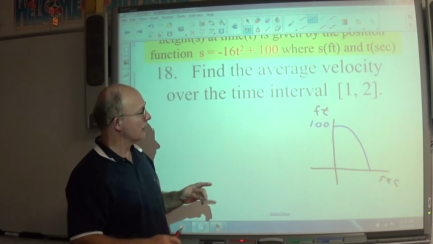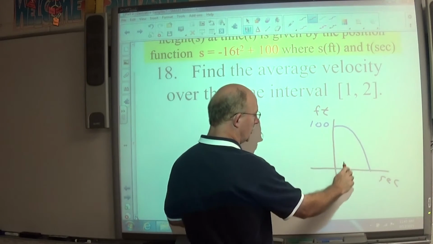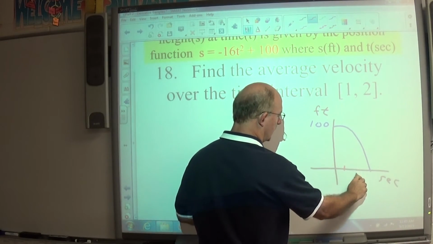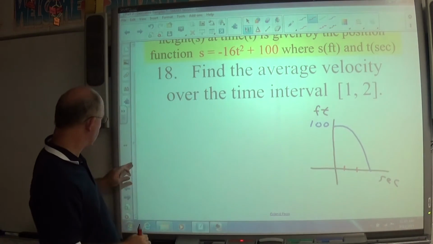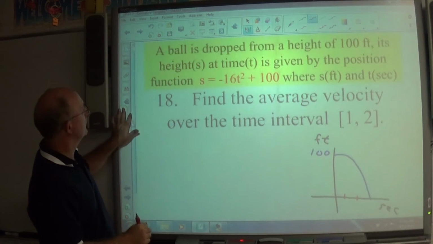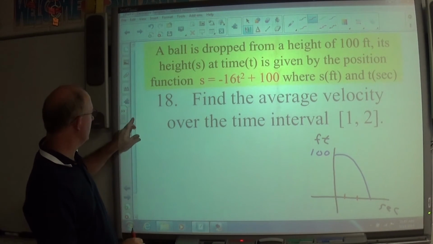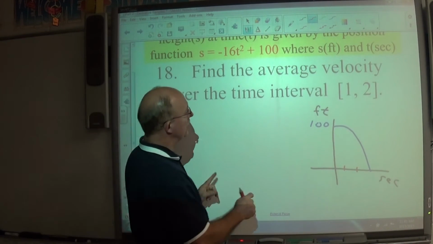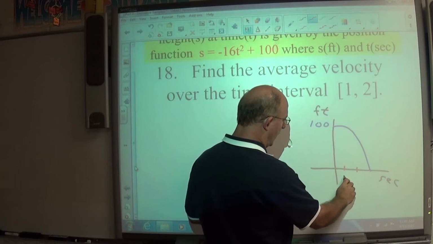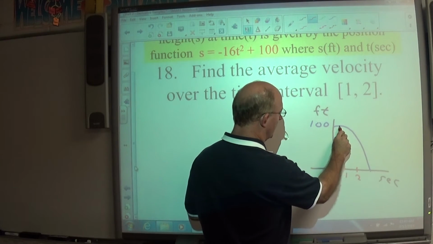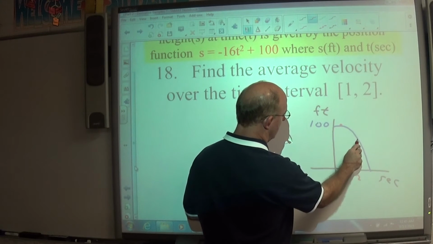Now, what we're trying to get here is from 1 second to 2 seconds. So we have a ball being dropped from a height of 100 feet. From 1 second to 2 seconds, what would be the average velocity? So from 1 to 2, come on up here. 2 would be about right here.